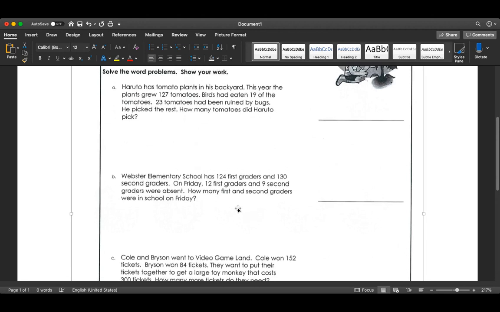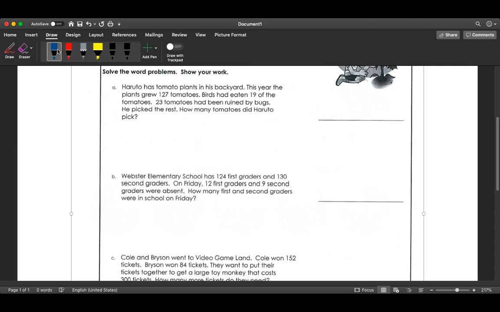Haruto has tomato plants in his backyard. This year, the plants grew 127 tomatoes. Birds had eaten 19 of the tomatoes. 23 tomatoes had been ruined by bugs. He picked the rest. How many tomatoes did Haruto pick? So we're going to draw the model for this.